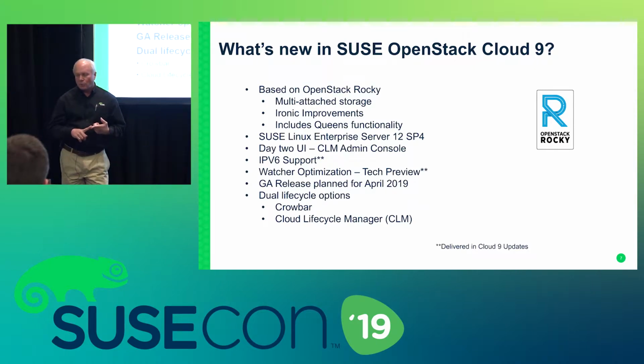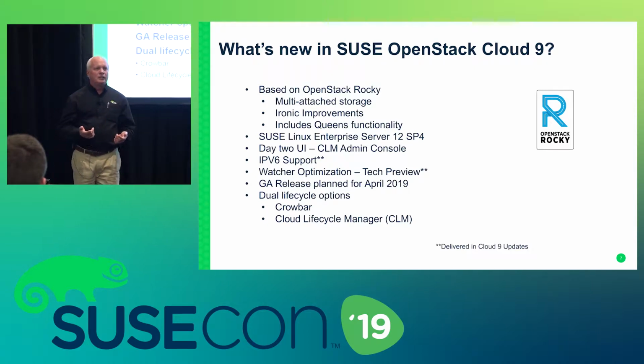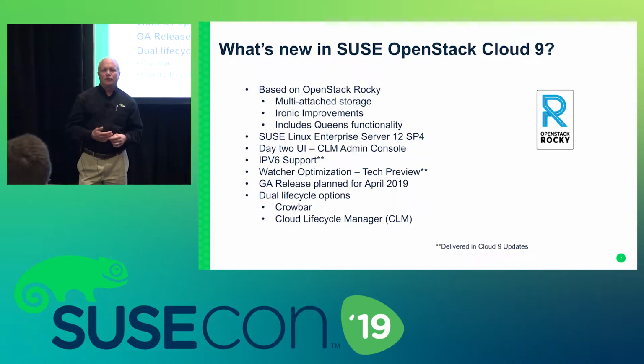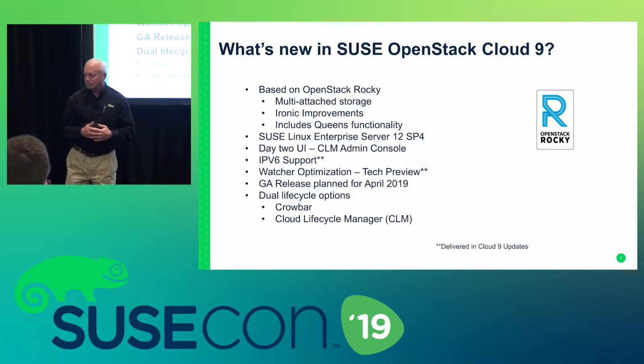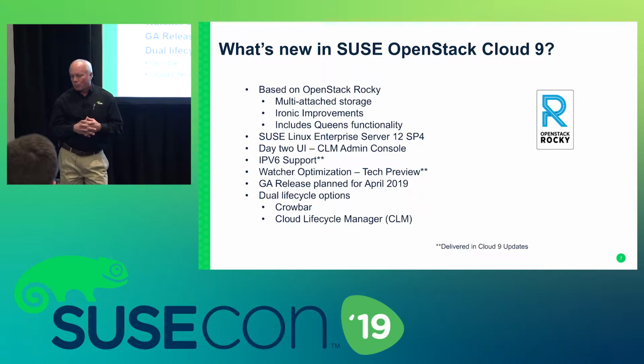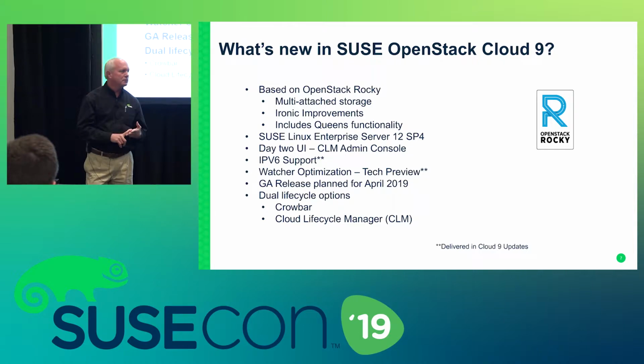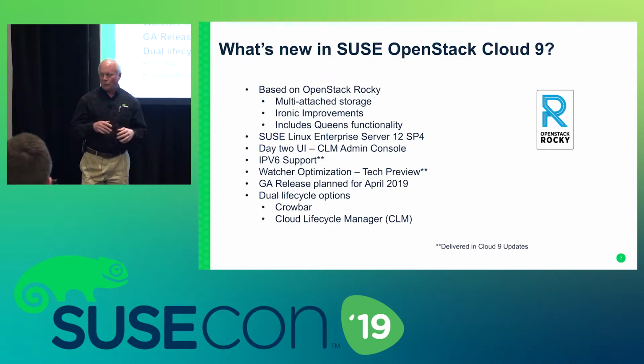We're adding in Watcher support, which if you're not familiar with Watcher, is a way to do dynamic optimization of your infrastructure. So as where you place different workloads in your infrastructure, you have the ability with a policy to make changes or balance out your workloads depending on what policy you set. With Cloud 9, we're still giving you two choices for lifecycle management. We're giving you Crowbar, and we're also giving you Cloud Lifecycle Manager. So I'll talk about that in a minute, that we're going to actually merge that with Cloud 10 into a single lifecycle manager.